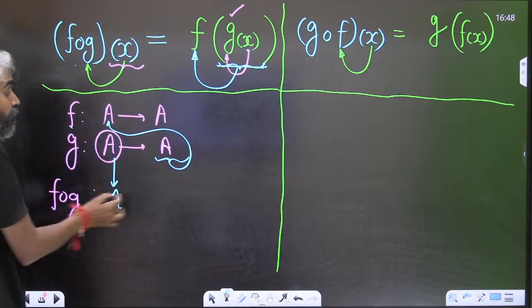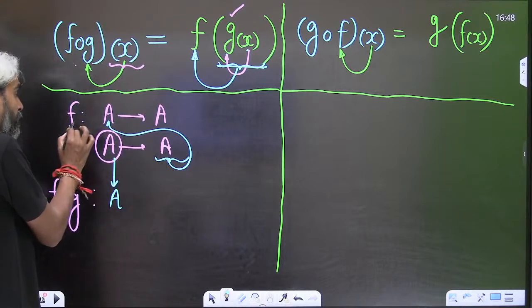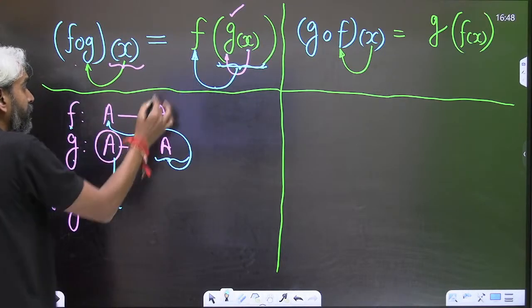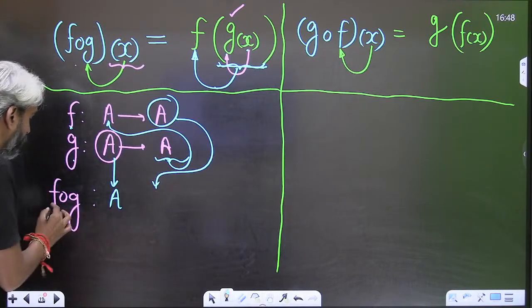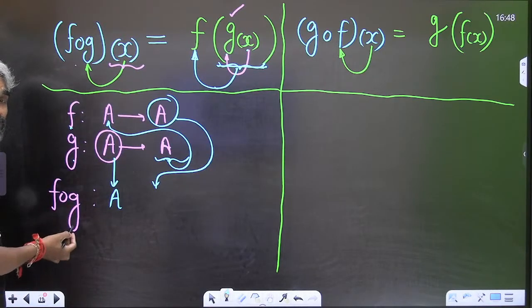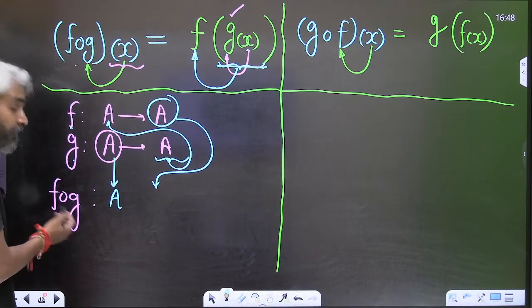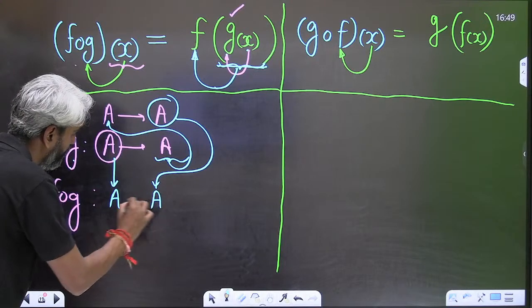Therefore function f will be defined on the value produced by function g(x). Function f will take the value produced by function g(x), and function f will produce the output from its codomain. That means the domain of the function f of g will be the same as the domain of the function g, and the codomain of the function f of g will be the same as the codomain of the function f.